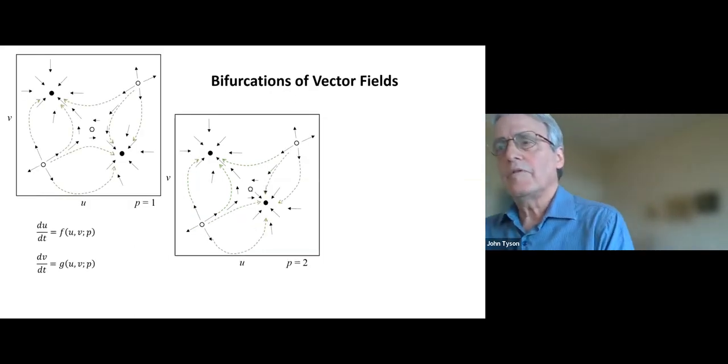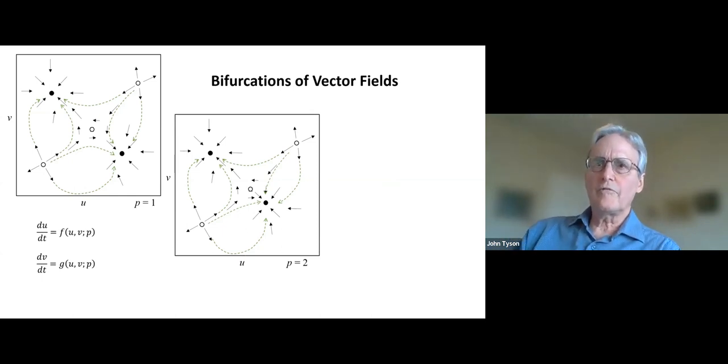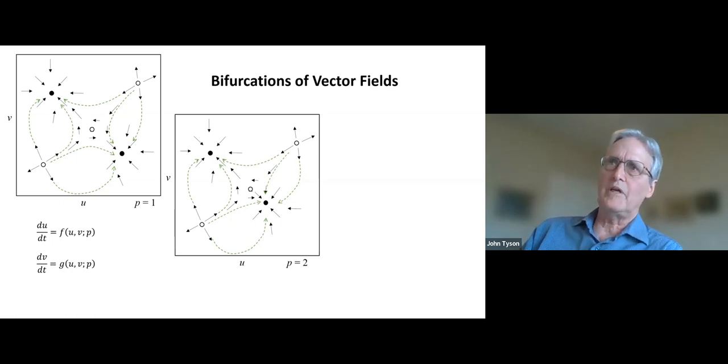Now, the idea of dynamical systems theory is that the solutions of differential equations depend upon any number of parameters on the right-hand sides of the differential equations. And we want to understand how the vector field changes as we change any one or more of these parameters. So again, let's take a simple possibility. I identify a parameter P, and for P equal one, we have the vector field that I just described.